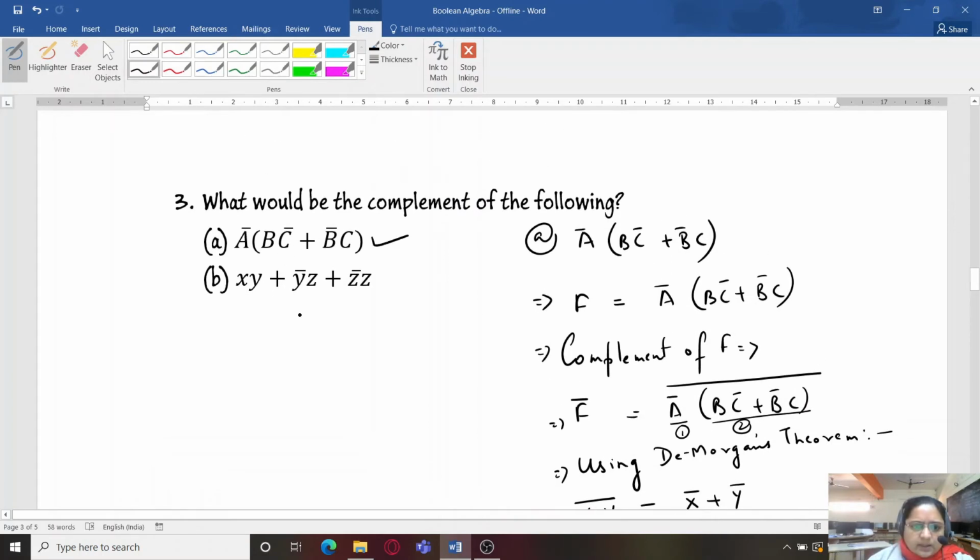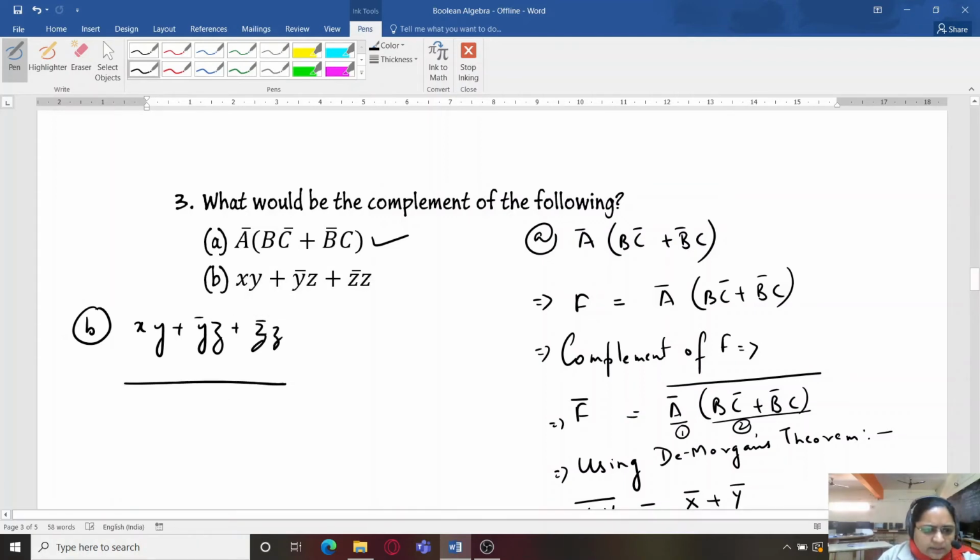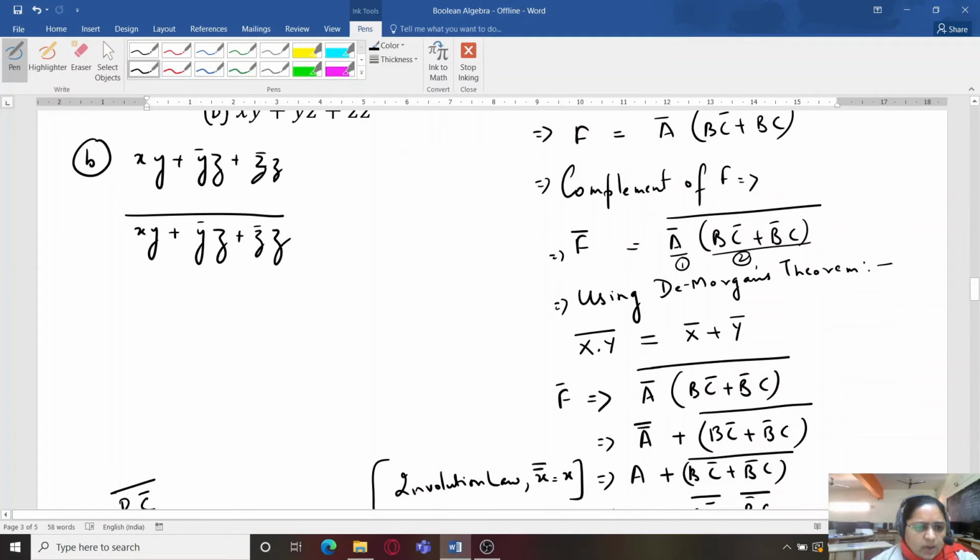Same way we have the second one, the b part, xy plus y dash z plus z dash z. So I'll directly start with the complement, although we have to follow all these methods. Because that is going to waste our time, I'm going to start directly, but you have to make sure that in the exam you write it stepwise. So this is how we write first of all, and now we will be using De Morgan's theorem.